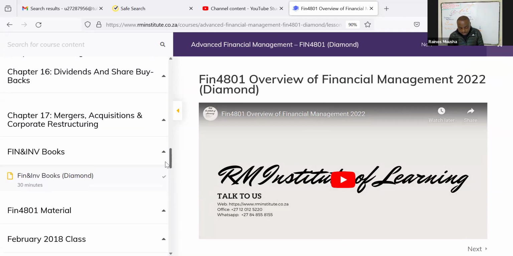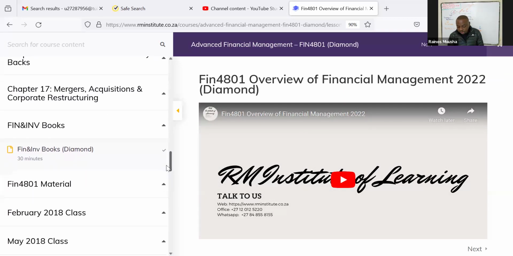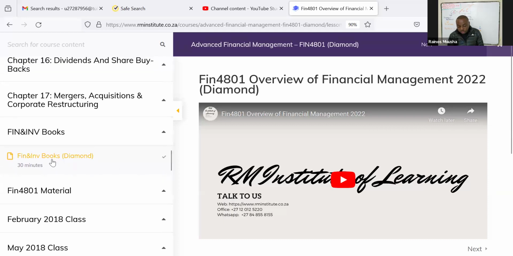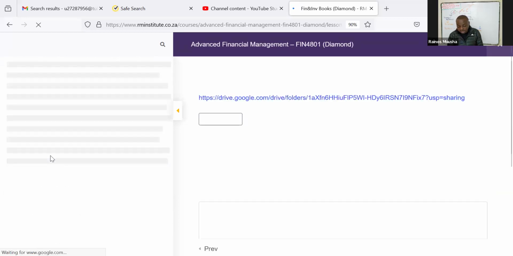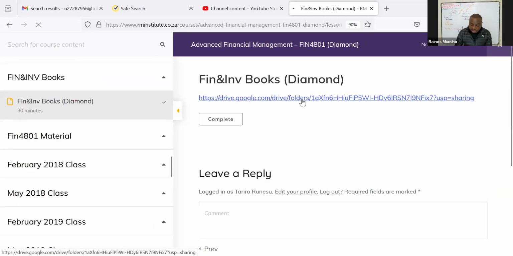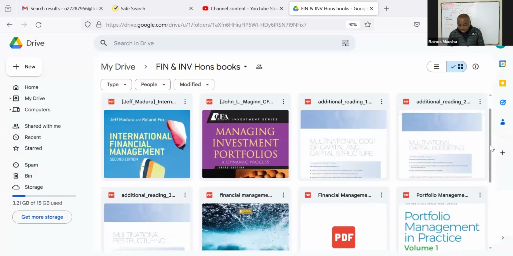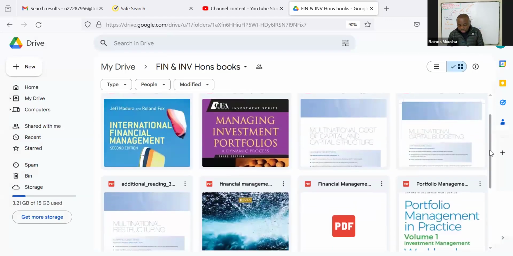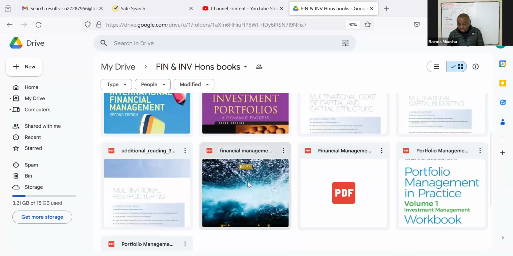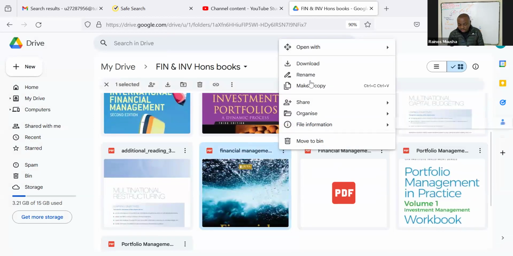Then after the first 17 chapters of the textbook, you're able to download the soft copy of the textbook as well. If you click on that tab, it will link you to the Google Drive. On the Google Drive, you are going to be able to choose the book that you want to access. And for financial management, you're going to be able to download this particular textbook as well. So this is how you're going to be able to download that particular textbook.